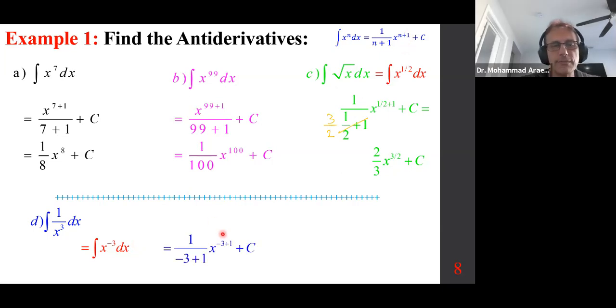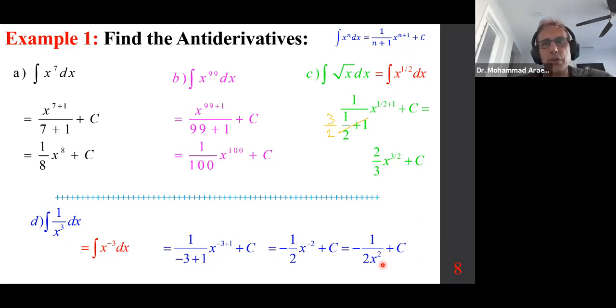Don't forget the constant. Now this one obviously is what? -2. So 1 over -2, x to the power of -2. You can also say -1/2. Now this x to the power of -2 goes down, becomes -1 over 2x squared. Don't forget we have a constant. So as you can see, the whole page is about the power rule.